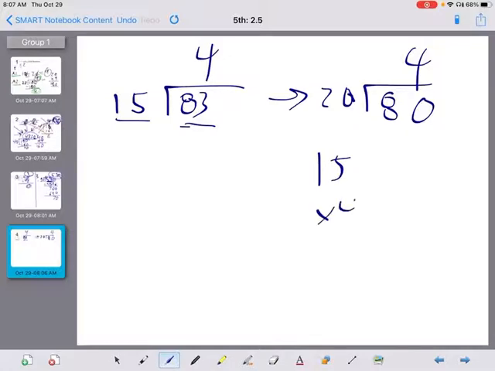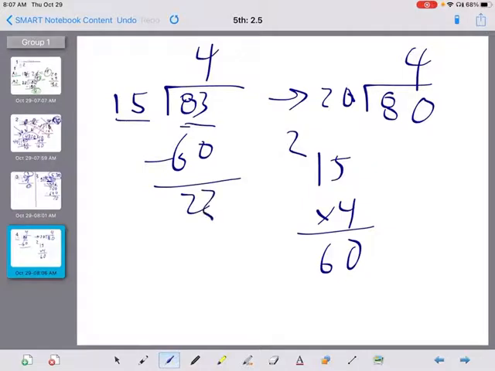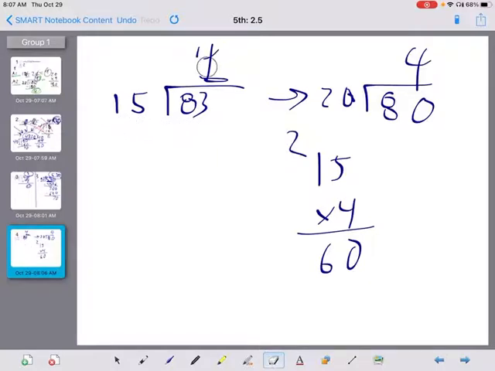15 times 4. 4 times 5 is 20. Gotta put the 2 up here. 4 times 1 is 4, plus 2 is 6. 60. And 23. Uh-oh. Remember, this number's got to be less than 15 for us to have done it the right way. So 4 was too little. We got to try a bigger number. What's the next one we're going to try? It's bigger than 4, so it must be 5.